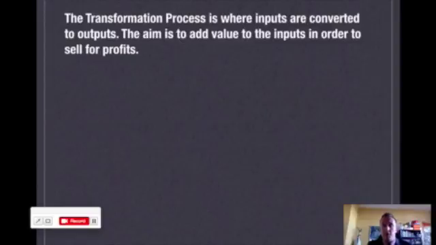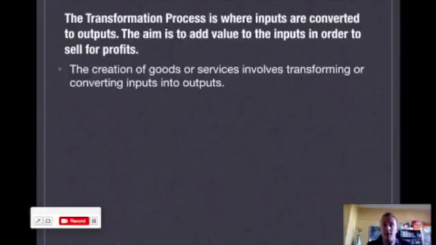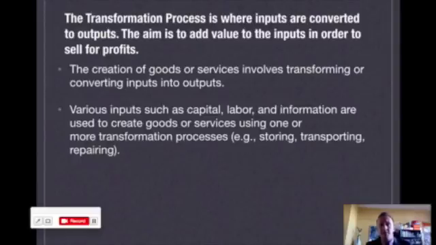Now, the transformation process is where those inputs are converted to outputs. The aim is to add value to the inputs in order to sell for profits. The creation of goods and services involves transforming or converting inputs into outputs. Various inputs such as capital, labor, and information are used to create goods and services using one or more of what we call transformation processes.